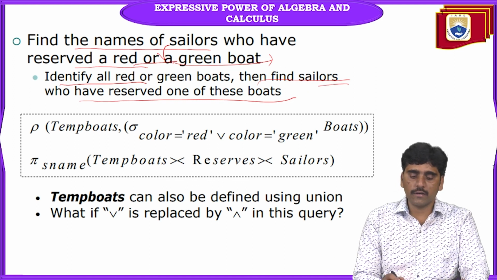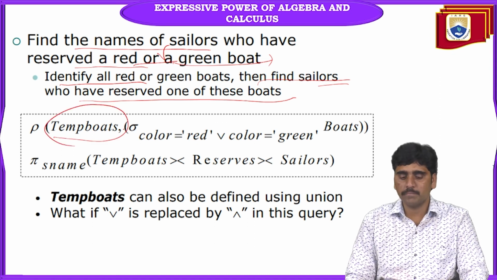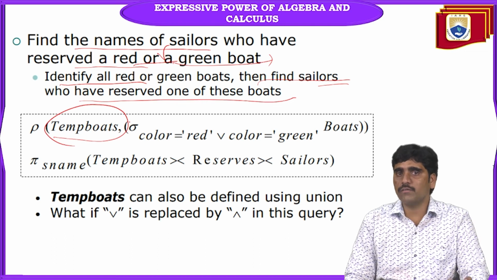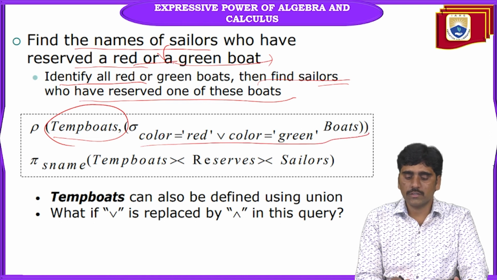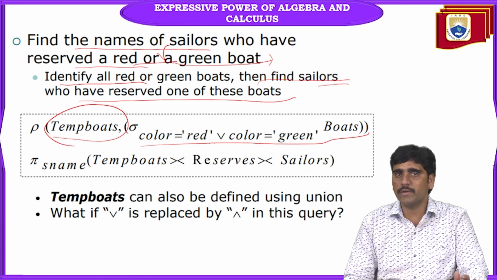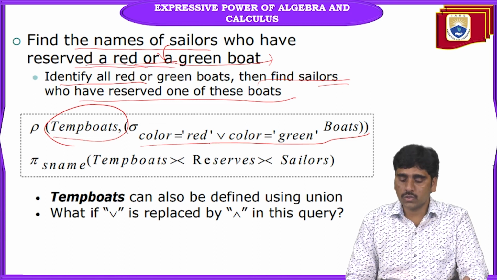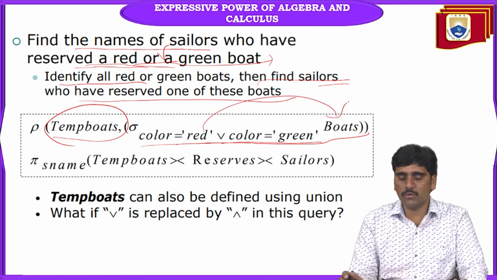So how can we write this? We have to take a temporary relation, Temp boats, as an alias name to store the boats that are reserved. Then next, what do we need to write? Sigma of color equals red or color equals green. That means we are specifying a reserved red or green boat, right? So color equals red or color equals green from the boats table.